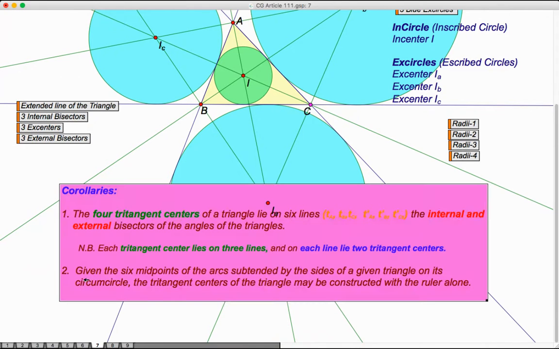The second corollary is best discussed after Article 122. So I would like to postpone the discussion of this one because right now it's not so obvious. So it is possible that the author meant to put it after Article 122 and not here. Okay?